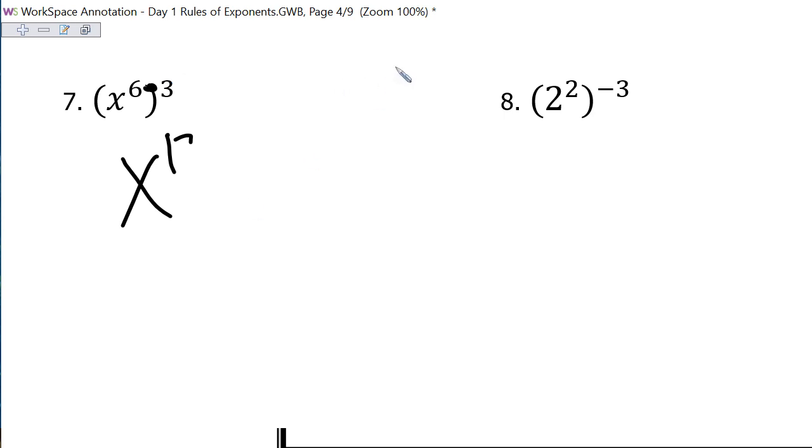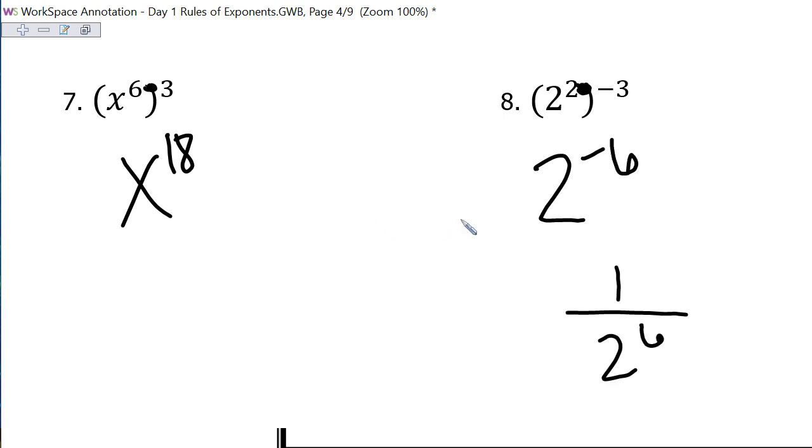Again, number 8, what is this called? Power to a power. So we need to multiply. And 2 times negative 3? Negative 6. Can I leave that as my answer? How could I rewrite that? 1 over 2 to the 6. Should I leave it like that? No. 2 to the 6, you said what? 64. 1 over 64.